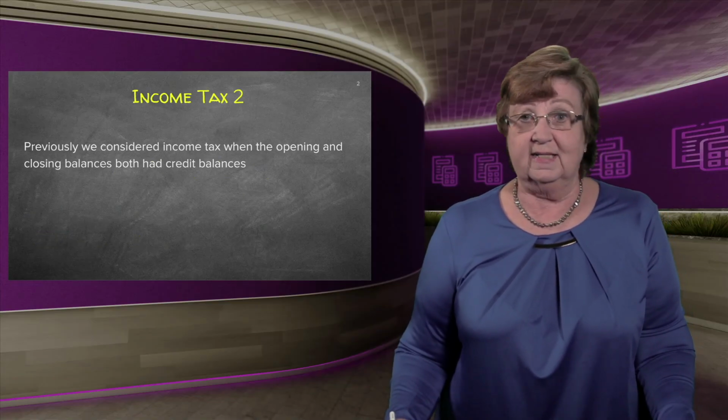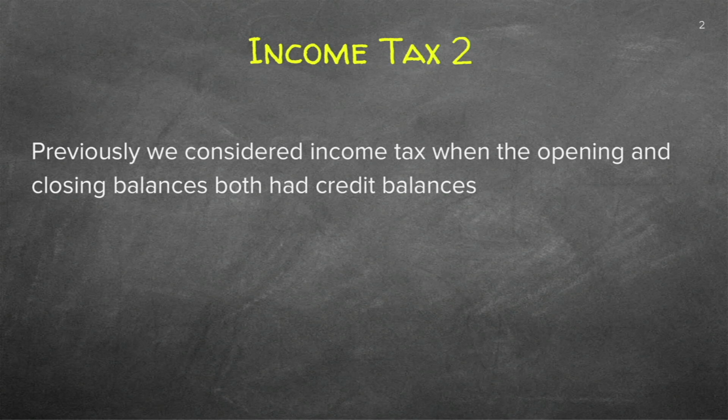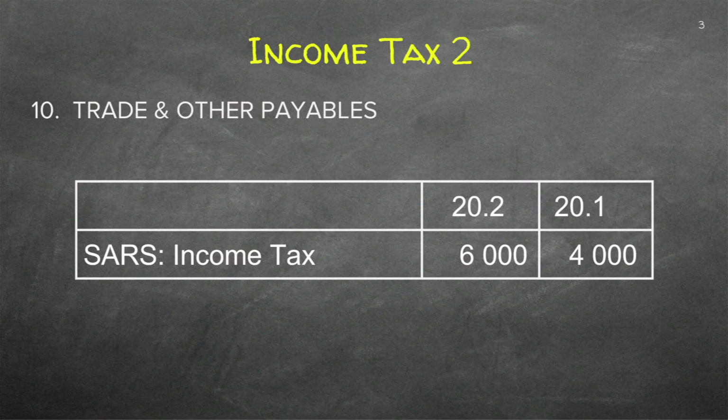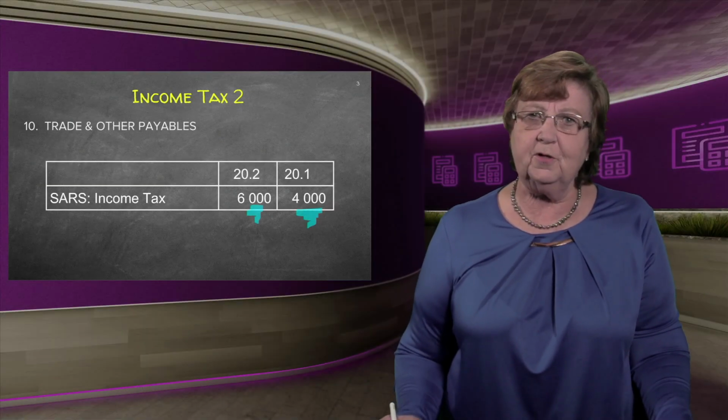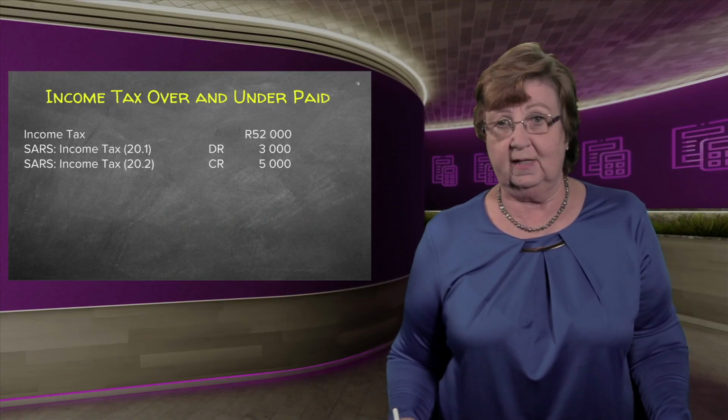So, as I've just said, previously income tax was underpaid both at the beginning of the year and at the end of the year, and so both of them had a credit balance. And just to revise what we did in the previous lesson, at the beginning of the year we owed SARS 4,000 Rand, and at the end of the year we owed them 6,000 Rand. Go back and re-look at that lesson if you're not sure about it. Otherwise, we're going to move on to the next lesson.